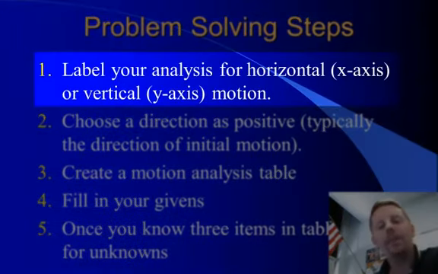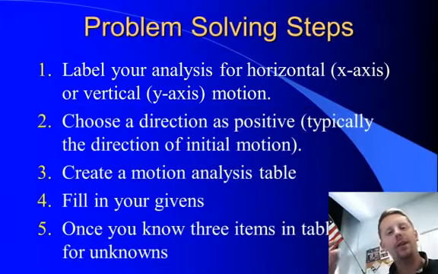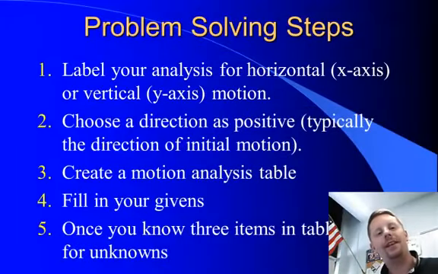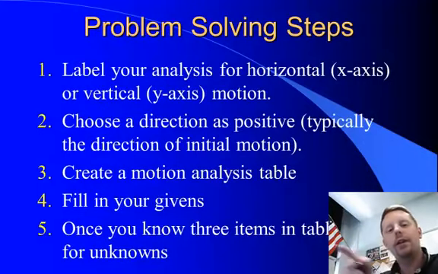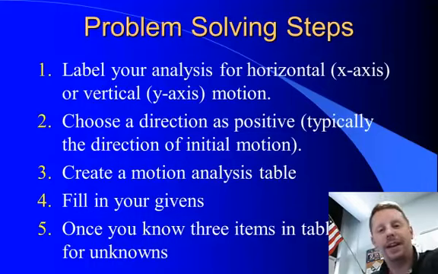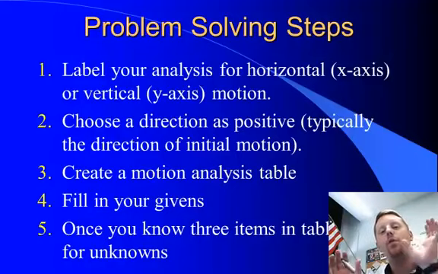So our first step is always going to be labeling our analysis for a horizontal or vertical motion problem. If it's horizontal, we're going to call that the x direction. If it's vertical, we'll call that the y direction. And we only ever look at a table of information for either horizontal or vertical at any given time. We don't intermix those. Later on, when we talk about projectile motion, objects that go in both the x and y, we'll still have separate tables, one for horizontal and one for vertical motion.